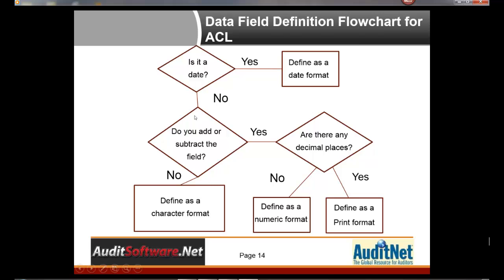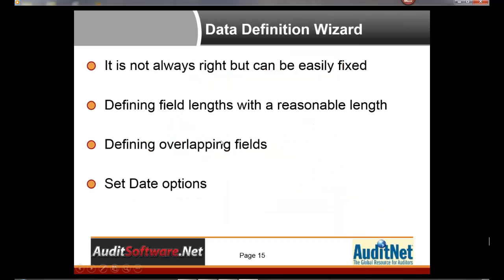Okay, so we're pretty soon to kind of getting into ACL, but I just wanted to show you the data definition wizard is pretty good. I tend to use it for a lot of what I'm doing, but then I also kind of quickly sometimes revert back to manual and just manually define things. I like to define things with a reasonable length, so making sure that in essence we don't make things too long, because I find too it slows down the processing. If you have a lot of blank characters in a field, there's no sense of really bringing that into ACL. You can define overlapping fields, which I'll try to show you, and then obviously set some date options and move on.